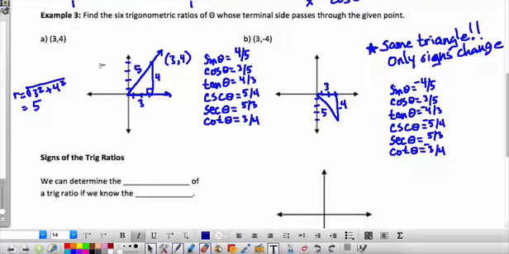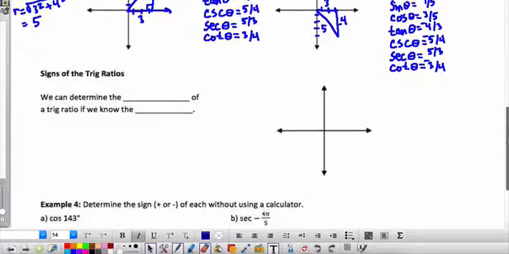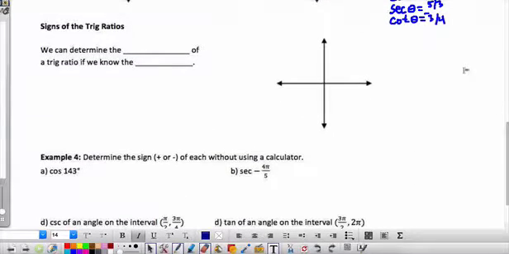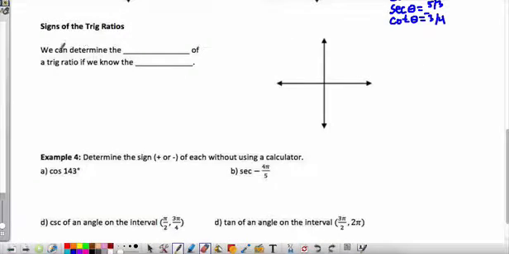So as long as you have the same triangle, the ratios are going to stay the same. The only thing that's going to change are your signs here. And we're going to see that when we get into the unit circle and the radius is always 1, we're always going to have the same numbers for our ratios, but our signs are going to change depending on what quadrant we're in. All right, so doing this is going to lead us into the signs of trig ratios down below. We'll see how we can predict this without actually doing a problem or without actually having an angle.